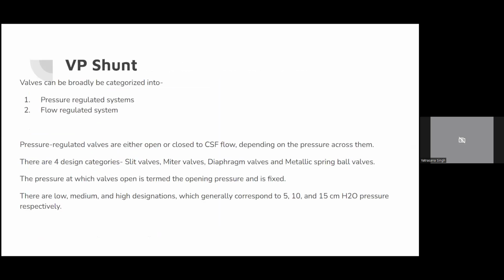Valves can be broadly categorized into pressure-regulated systems and flow-regulated systems. The pressure-regulated valves are either open or closed to CSF flow, depending on the pressure across them. And there are 4 design categories: slit valves, mitral valves, diaphragm valves, and metallic spring ball valves. The pressure at which the valves open is termed the opening pressure, and that is fixed. There are low, medium, and high designations, which generally correspond to 5, 10, and 15 centimeters of water pressure, respectively.